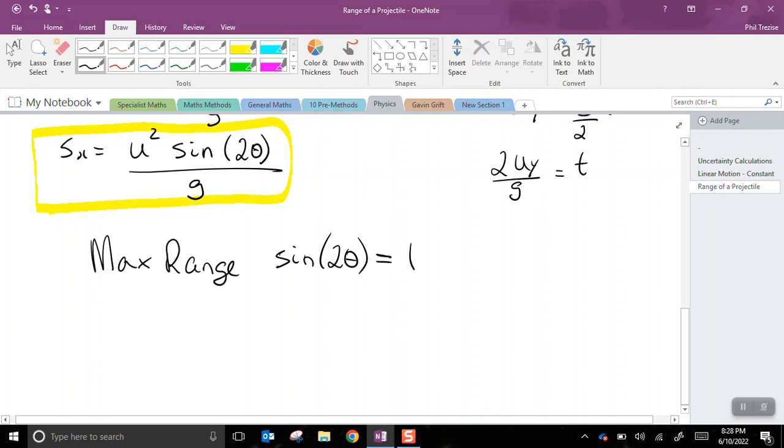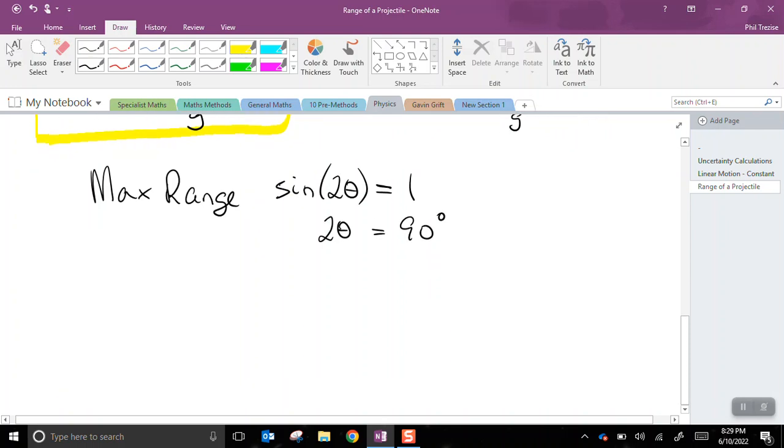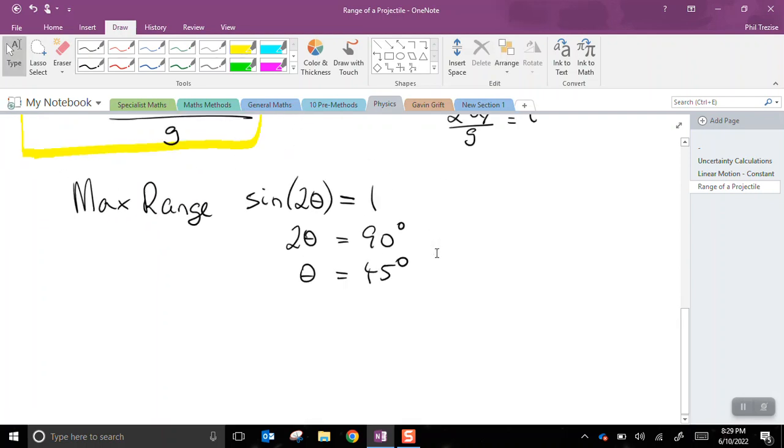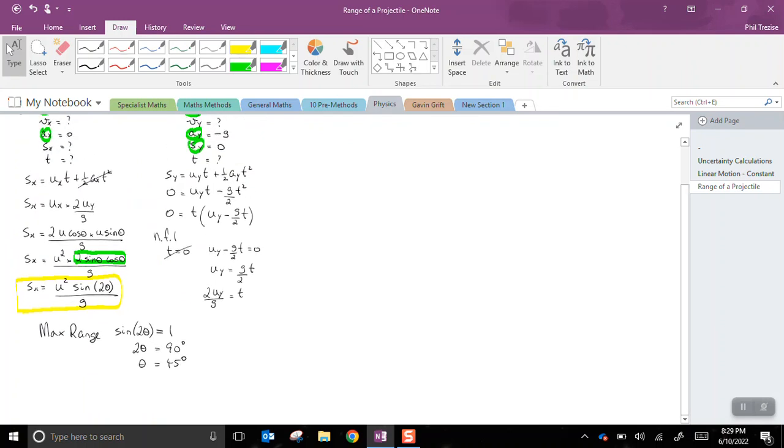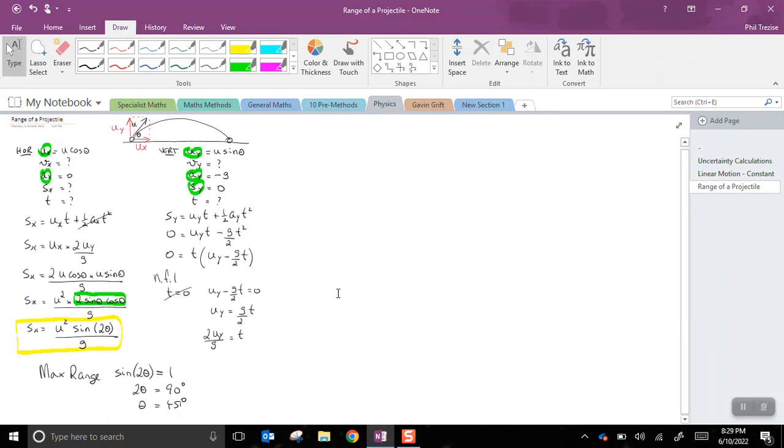Remember, sine of angles goes from +1 to -1 only. I'm saying if u and g were fixed and we're only changing the angle, so 2 times theta, now the sine of 90 degrees is 1, which means that theta would be 45 degrees. If you launch a projectile at a 45-degree angle, that will make it go the farthest it can for a fixed speed of projection. Okay, that's all for now. Thanks for watching.